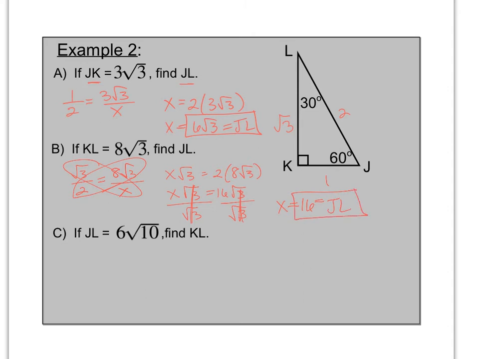And the last one, we're working with JL and KL. So JL is 2, KL is root 3. So we have a ratio of 2 to root 3. And then we have 6 root 10, and we want to find the other one. Again, cross multiply. So 2x equals 6 root 10 times root 3. 2x equals 6 root 30. Divide by 2. x equals 3 root 30. And I don't think any perfect squares divide into 30. And so that's it. KL equals 3 root 30.